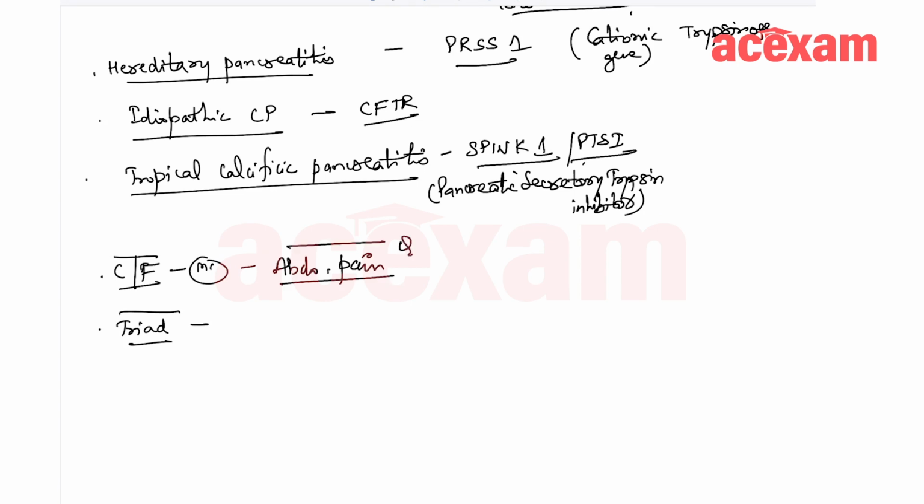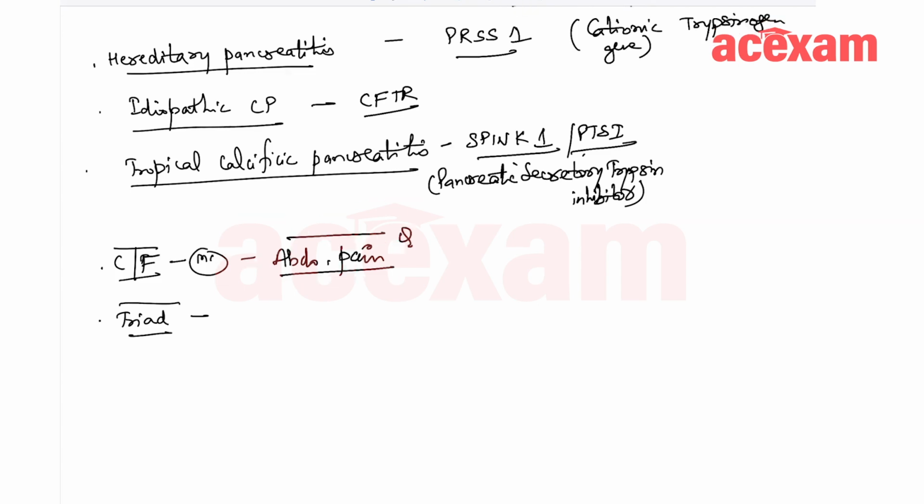Now, what are the clinical features? Most common clinical presentation is with abdominal pain. Abdominal pain is generally epigastric pain, which is radiating to back, that is pancreatic type pain. Other clinical presentations can be diabetes mellitus, presence of steatorrhea, or malabsorption. Okay, these are the general presentations in chronic pancreatitis.